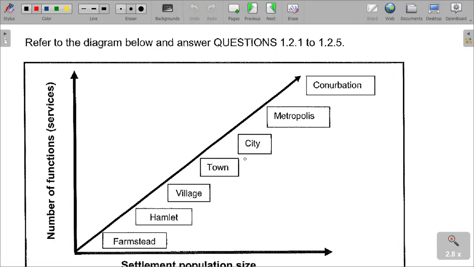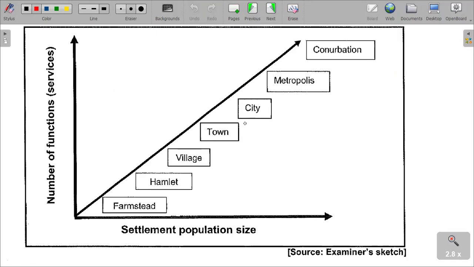So we have the diagram that is shown to answer question 1.2.5, number of functions that are serviced. And then we have settlement population sizes. Population sizes of settlements are increasing. As we move from the smallest form of settlement to the highest, the population increases. And the number of functions also increases as we go up.